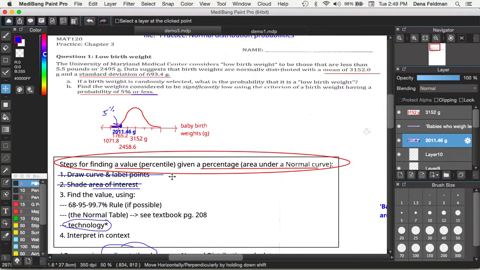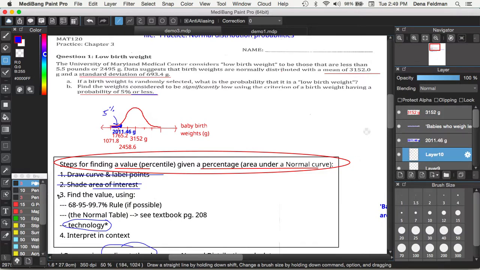hey, it's when babies weigh less than 2011.458 grams, 2011.46 grams. That's the marker below which you'll see 5% of the babies. There's a 5% chance of all babies having this birth weight or lower. So we've just found the number that separates out that lowest 5% probability. So we have answered steps 1, 2, and 3. Find the value using this rule.